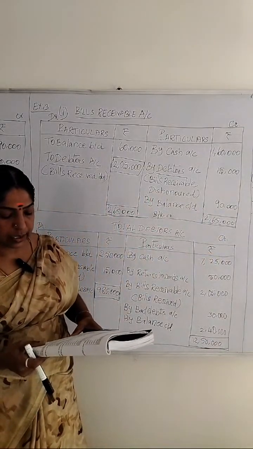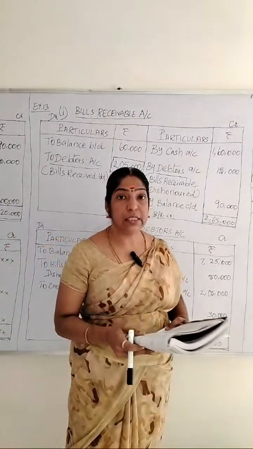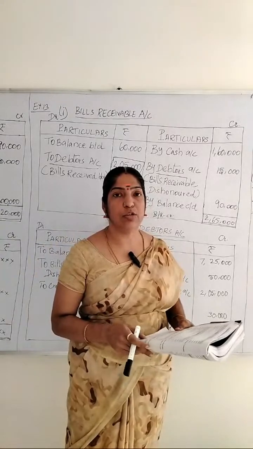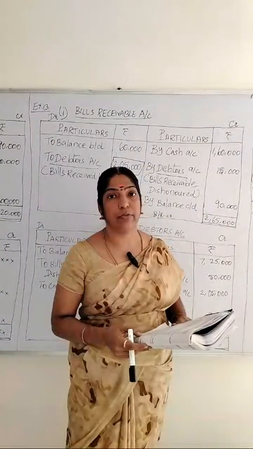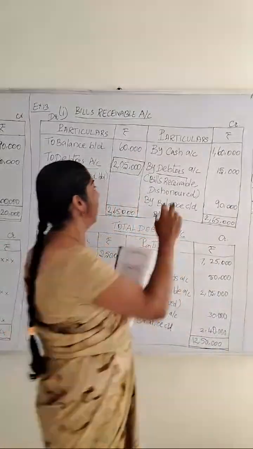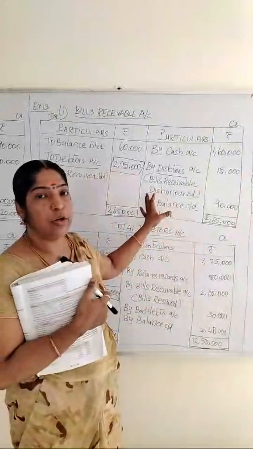Then bills receivable dishonored. Which side will it be entered on? It is entered on the credit side of the bills receivable. Which account are we going to write? We are going to write by debtors account, bills receivable dishonored. As per the format, we enter it here.